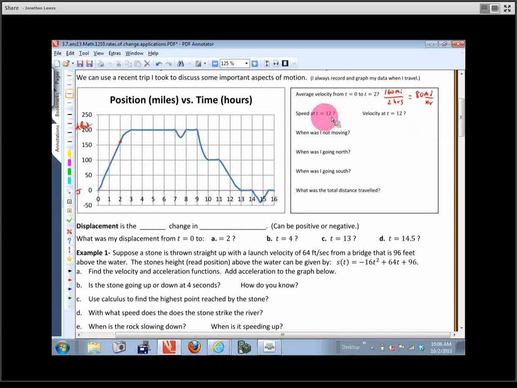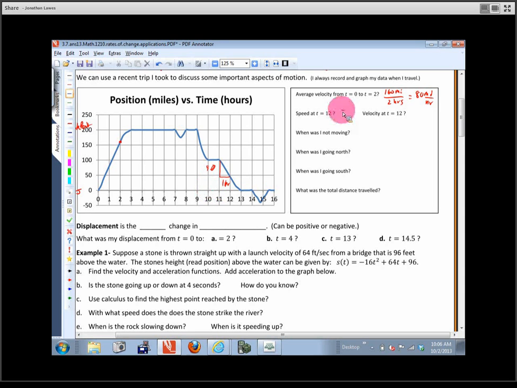Okay. What is my speed at t equals 12? So let's take a look at this right here. We'll go over to 12. And speed on this graph would be indicated by the slope of the position curve, right? So we'd have to find an average rate of change. It looks like it's pretty straight here. So let's just go from here over to there. So this would be a change in 50 miles, and this would be 1 hour. So what is my speed there? What's my average rate of change there?